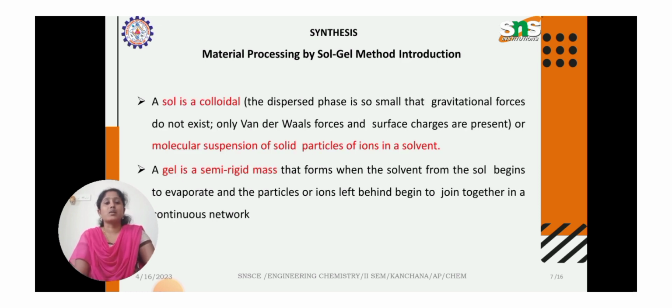A sol is colloidal. The dispersed phase is so small that gravitational forces do not exist. Only van der Waals forces and surface charges are present, or a molecular suspension of solid particles or ions in a solvent. A gel is a semi-rigid mass that forms when the solvent from the sol begins to evaporate and the particles or ions left behind begin to join together in a continuous network.